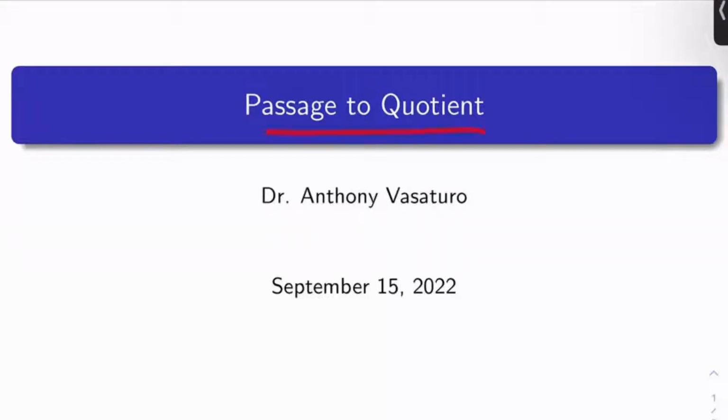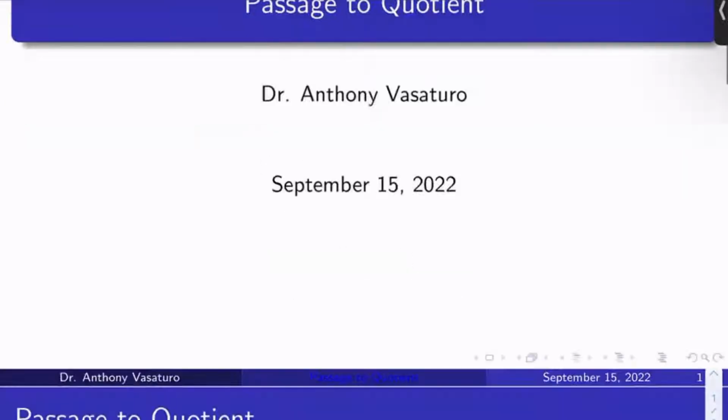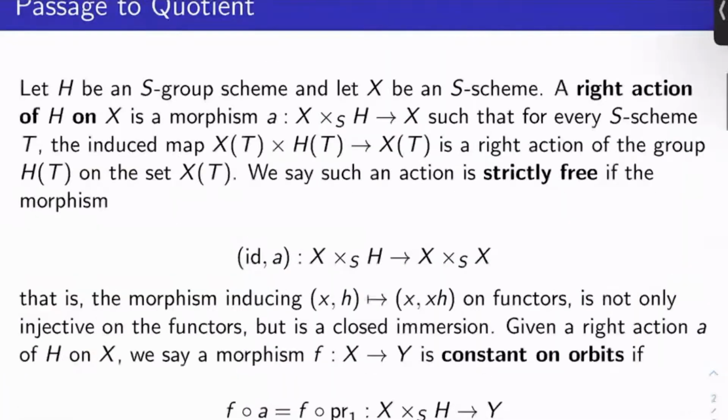We're going to talk about passage to quotient. This is one of my favorite topics when discussing finite flat group schemes. Okay, so let's let H be an S group scheme, and we'll let X just be a random S scheme.